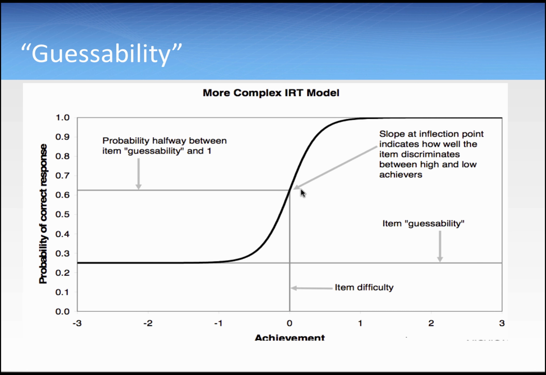Then where we have the inflection point here, we can see how well it distinguishes between low achievers and high achievers. And then the location of this curve, where it's located, reflects the item difficulty.